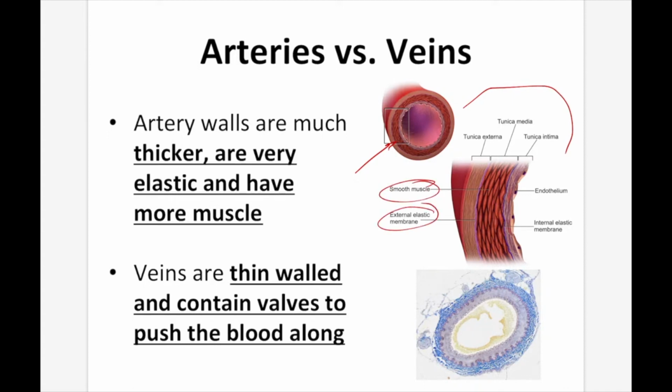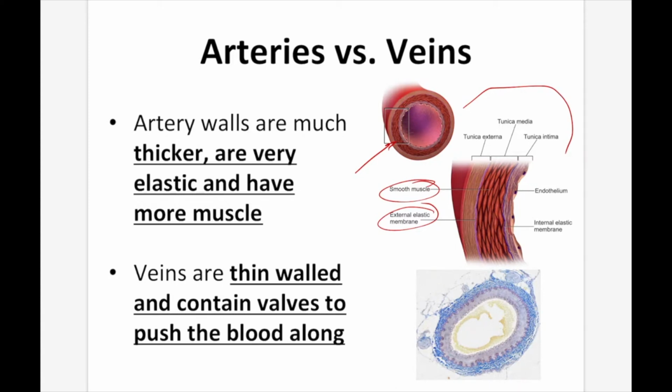Think of an elastic band. If you stretch an elastic band, it will go back to its original shape because it's elastic. Now, it's the same thing with arteries. They need to be able to expand when blood is pushed into them, and then contract back to their regular size in order to keep blood pressure up throughout the body. Now, veins, on the other hand, are thin-walled and contain valves to push the blood along.